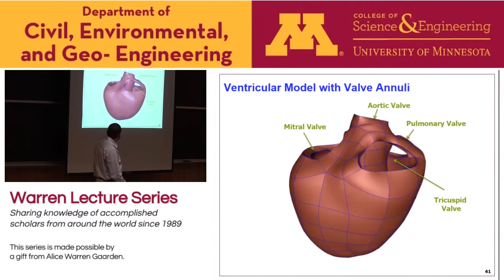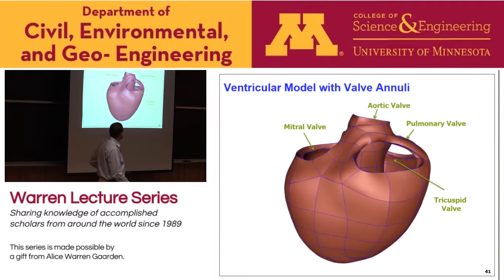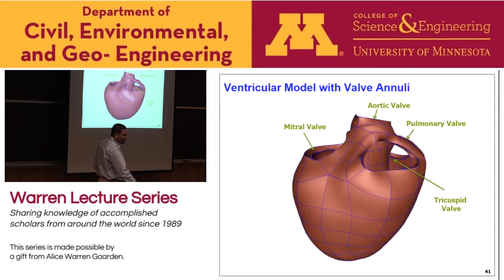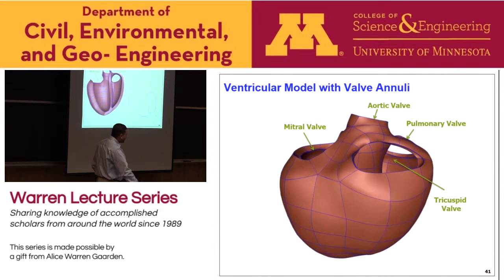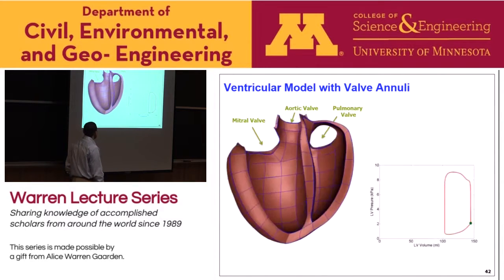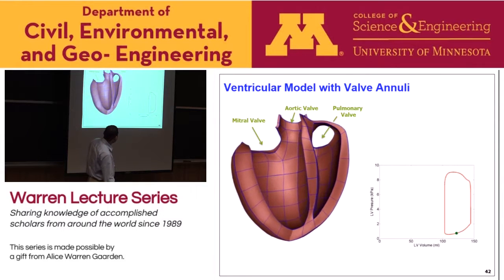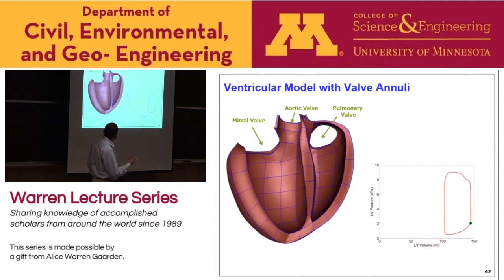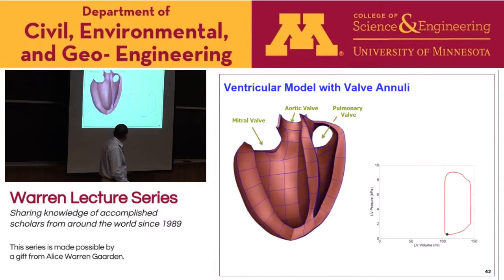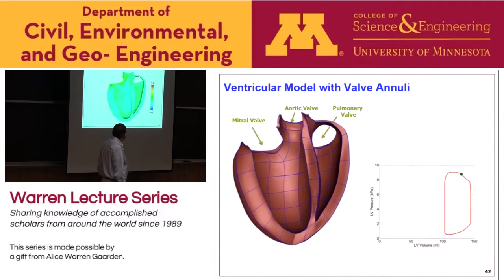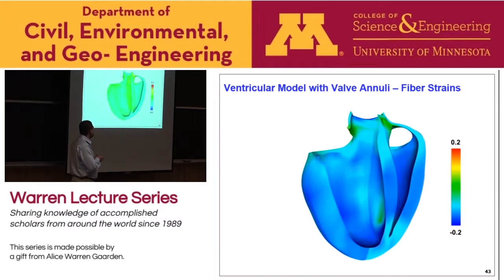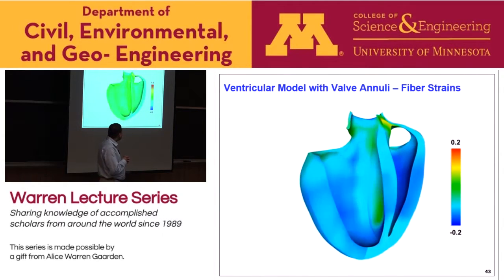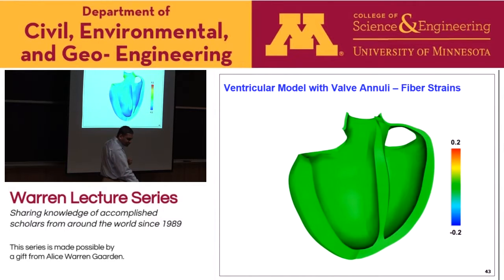This is just a ventricular model with basically 4 valve annuli for the 4 valves. This is the same model with a cut section. The figure on the bottom shows what is called the pressure volume loop for the heart itself. And then looking at the strains, you see that the strains are also looking smooth, and you don't see any discontinuities or weirdness with the strains themselves.